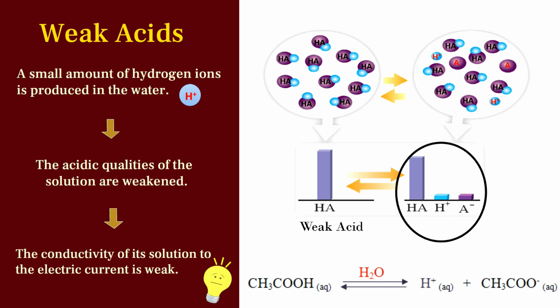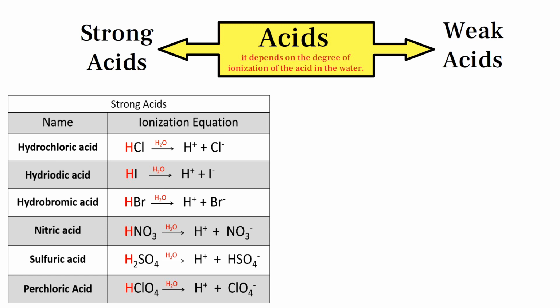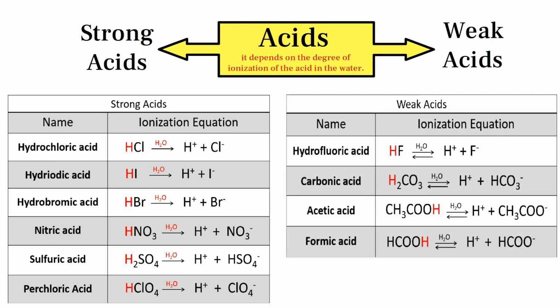Like acetic acid, which is one of the weak acids, so a small percentage of its molecules will be ionized in water, and therefore the degree of conductivity of its solution to electric current is weak. When writing the ionization equation of weak acids, it's written with two opposite arrows, which indicates partial ionization. Let's get acquainted with some strong and weak acids and their ionization equations in water.